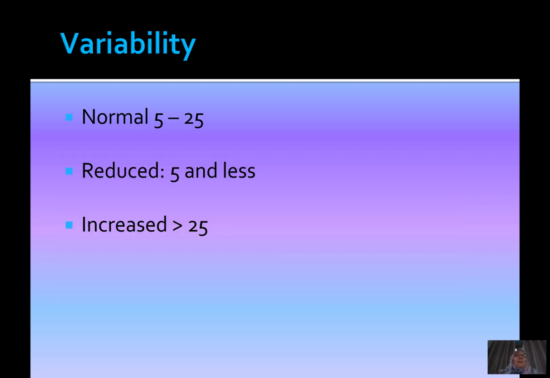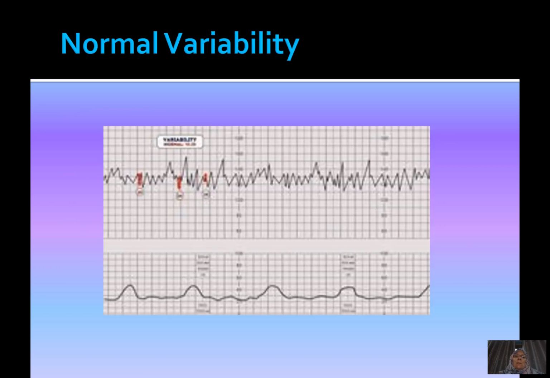Okay, so if we look at the variability, variability is normal if it's 5 to 25. It is reduced if it's 5 or less, and it's called increased or saltatory if it's more than 25. To just remind you how we assess variability, I show you this picture. You can see the little red marks that measure the variability on the CTG. Often we just eyeball variability, and this is fine, especially with more experience. On this CTG, it's easy to see that the variability is normal.